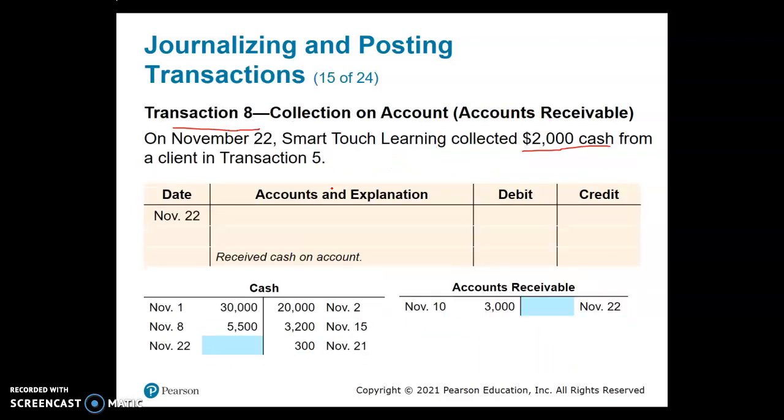So again, let's go back to transaction number 8. We are now collecting $2,000 cash from one of those clients from transaction number 5. All right, so let's do this one.